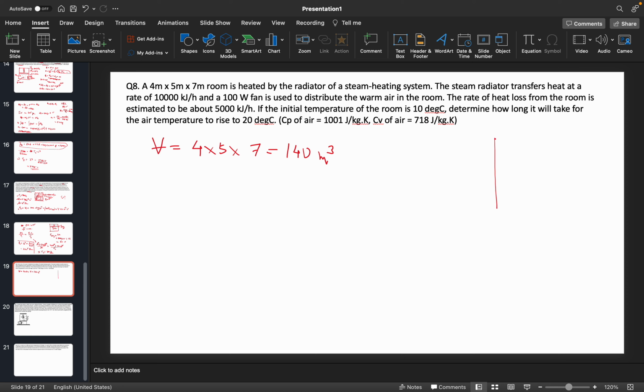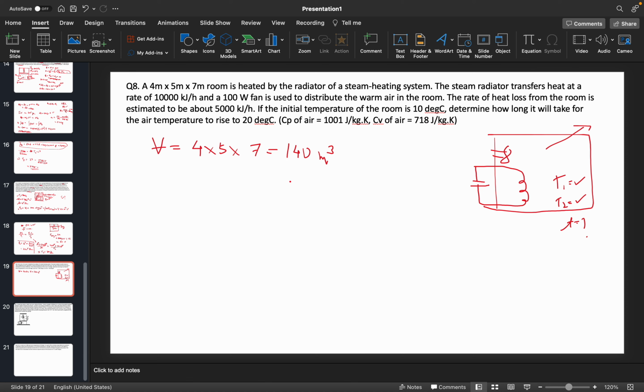Now let us first see pictorially what is happening. This room has some dimensions and there is some heating effect going on here. I am drawing the radiator the same as before, don't get confused, because the heating values are directly given. Then there is a fan, which distributes the air, which means the fan also does some rotational work. Then there is a rate of heat loss. The initial temperature T1 is given to us, and T2 is also given to us. We have to determine the time taken to go from T1 to T2.